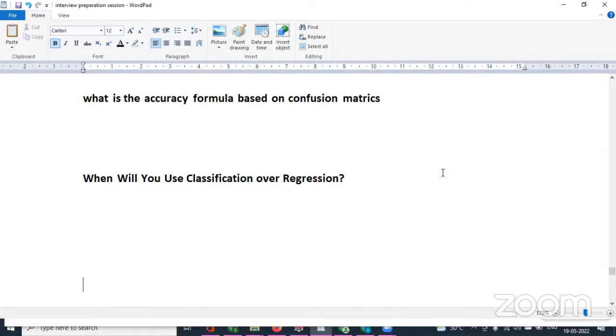When will you use classification over regression? Or you can say, when will you use classification and when will you use regression? How do you decide whether it is a classification or regression? Try to answer in the comment section and we will be discussing in a minute.